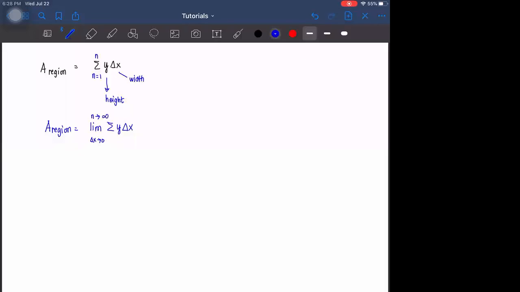Unsa gani siyang delta x? Ang width. Unsa gani siyang n? Ang number of rectangles. And that is equal to the definite integral of f of x dx from a to b.